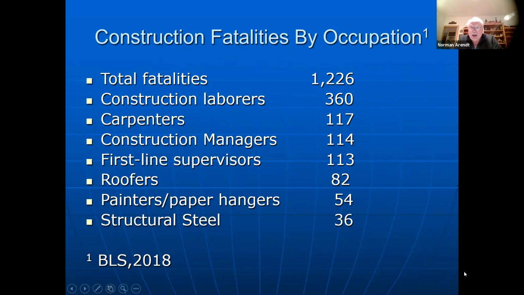If we look at the 2018 statistics, you can see that it doesn't change much. What is interesting here is if you look at construction managers and first line supervisors, there's a fair number of people in supervisory roles that are killed on construction sites. And this is during construction. These numbers in 2019 went up. Construction managers is now close to 150, and first line supervisors in 2019 are close to 130 that were killed on construction sites. Some of these speak for themselves.